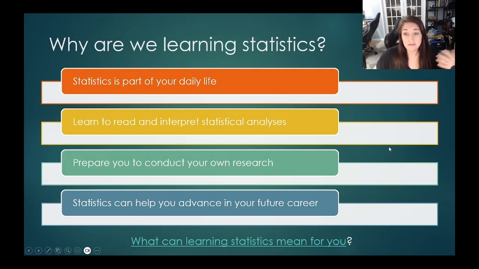Why are we learning statistics? Well, beyond just the fact that you need to know it to be knowledgeable in psychology, it's also a part of your daily life. There is not one decision made in terms of policy, in terms of advertisement, in terms of medical treatment, in terms of anything that has to do with human behavior, that statistics does not play a part in somehow.